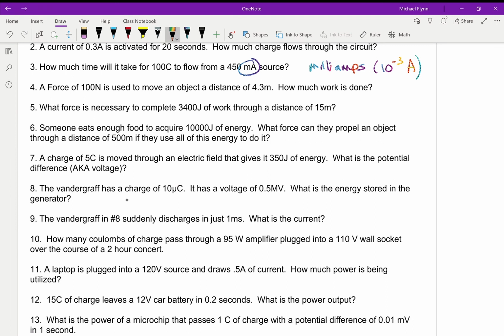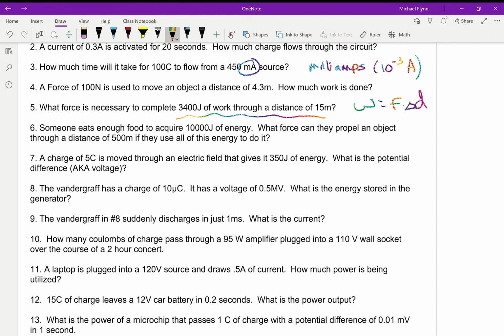This one here, I'm just going to remind you, work. From the last unit that we did, don't forget that work is equal to force times distance. That's how you find that one. I think there's a couple of questions on work and force and distance, but this is review.